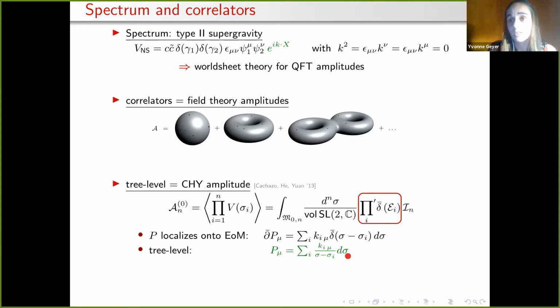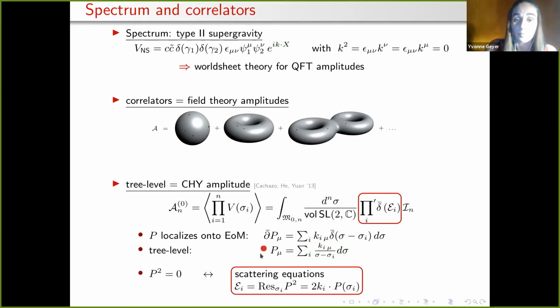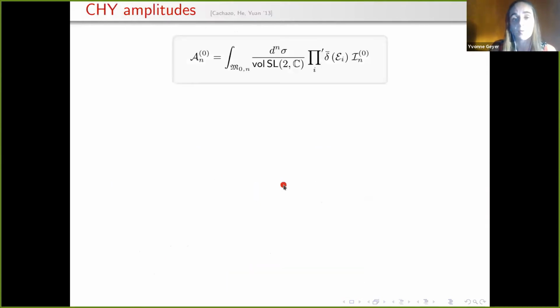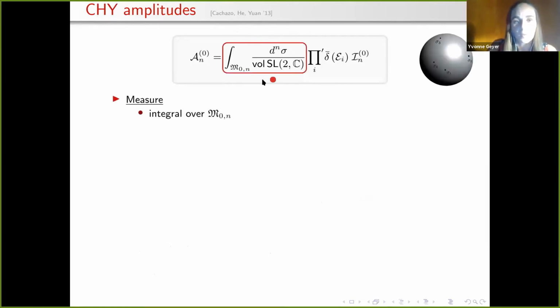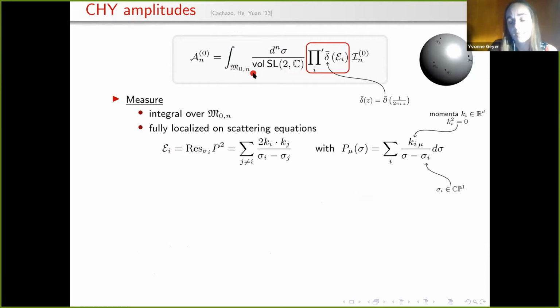But now remember, in the action, we actually gauge the P squared constraint. This is what told us that we're actually looking at massless particles, whereas when we square this, it very firmly looks non-zero. And how this is resolved is that if you're careful about the quantization of this constraint, you get precisely this localization on delta functions that impose that the residues at all the marked points sigma_i of P squared vanish, which in turn is enough to guarantee that P squared will be 0 everywhere on the Riemann sphere. Now, this amplitude formulation that we've derived here is known as the CHY amplitude, after Cachazo, He, and Yuan in 2013. And so we have already seen two of the crucial features, namely that it's an integral over the moduli space, but completely localized on the scattering equations.